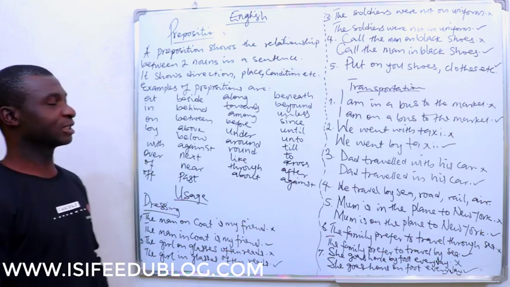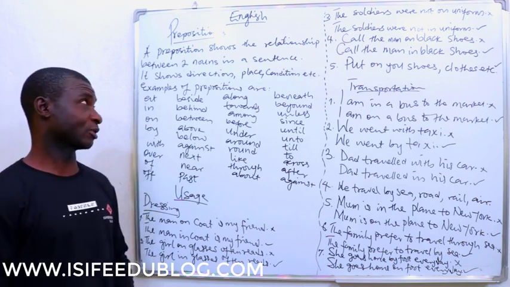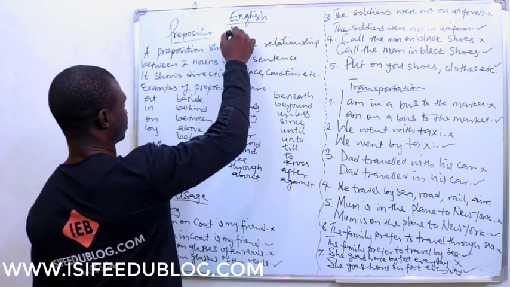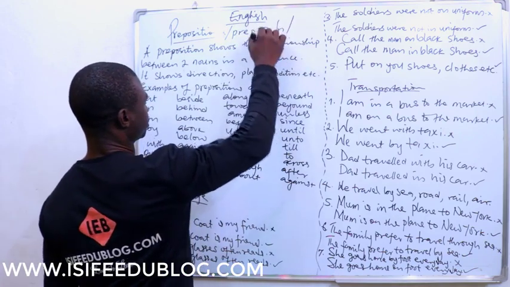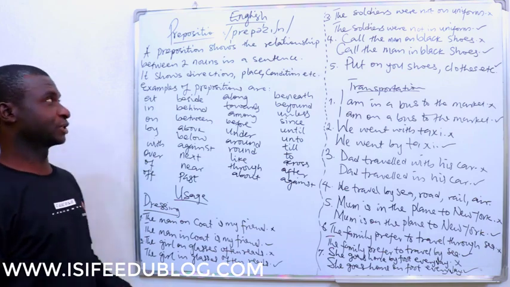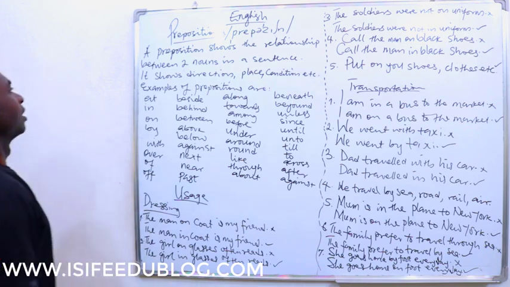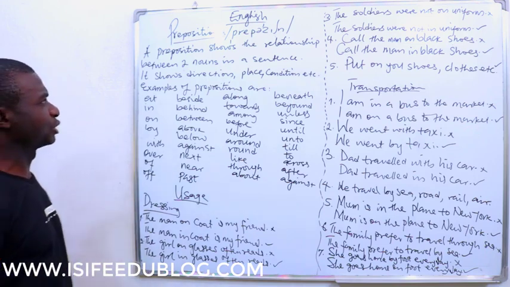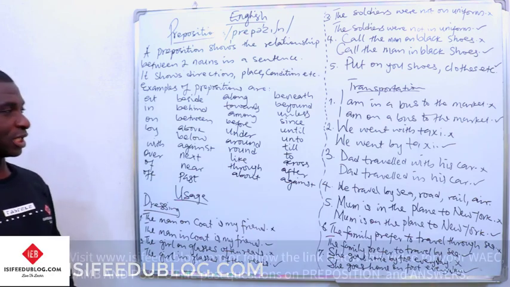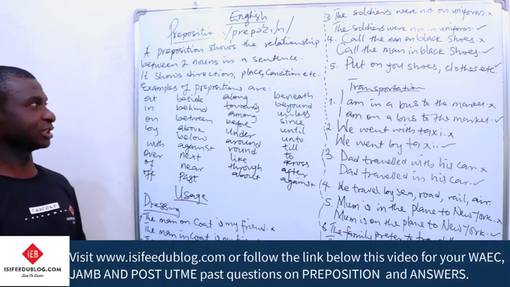Today we shall be looking at prepositions. We often pronounce that word as preposition, but the better, correct pronunciation is preposition, with a secondary stress on the first syllable. Right? A preposition shows the relationship between two nouns in a sentence. The connection. What is the link between nouns in a sentence?